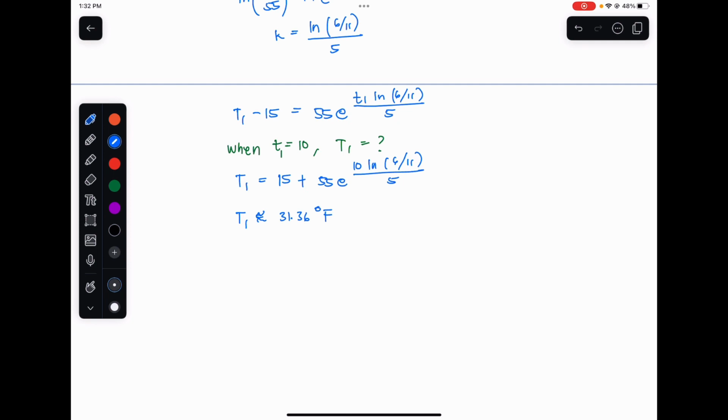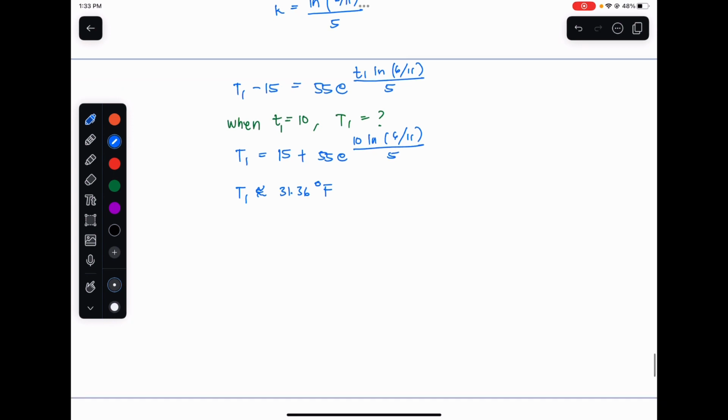So I am using continuous calculation. Although I wrote 31.36 degrees Fahrenheit, I store the entire value in my calculator, so as to lessen the error from rounding off.